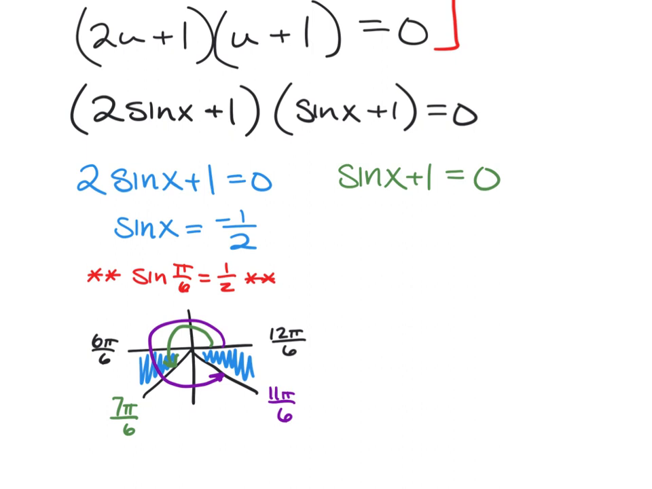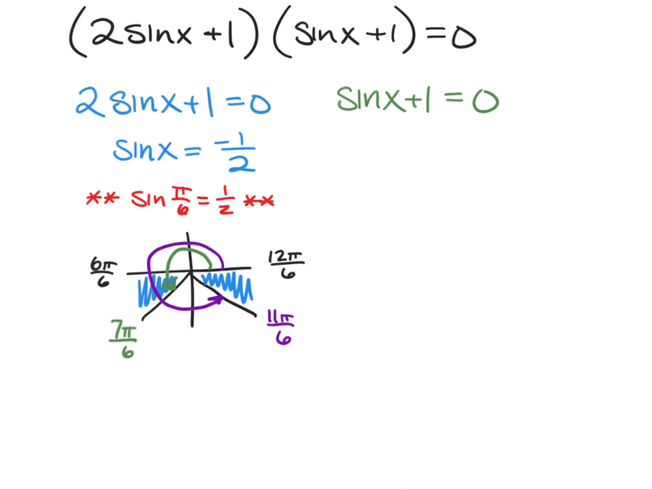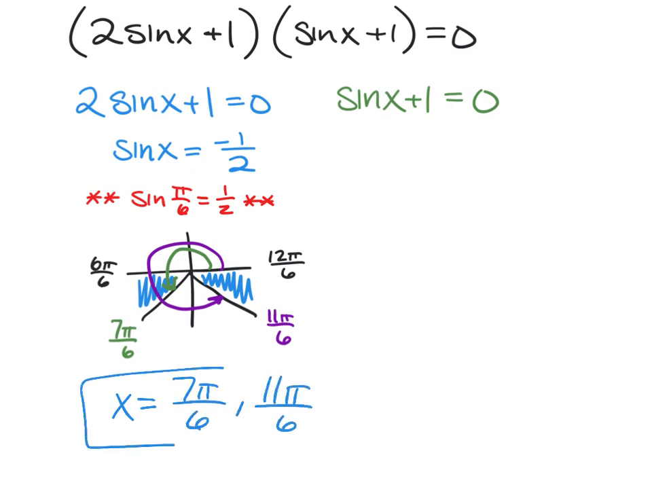So my two answers here are x equal to 7 pi over 6 and 11 pi over 6. Now, a couple questions that I'm getting a lot on this is trying to remember which quadrants it's positive in. Remember that goes back to the all-star trig class. Or look at your formula chart.